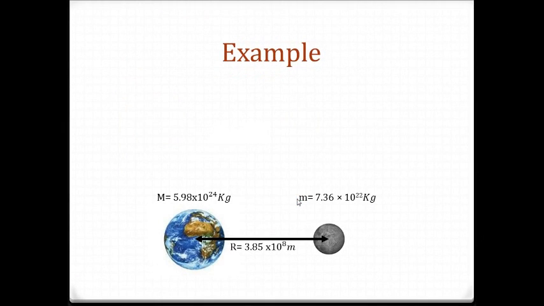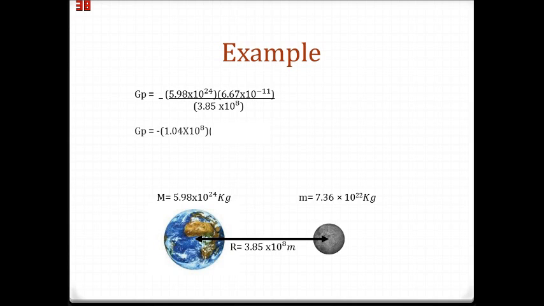So I thought I'd best explain this with an example. Back to the Earth and Moon example. So simply plug in the values. So we want to find the potential of the Moon in its orbit around the Earth. So we simply place in the mass of the Earth multiplied by the universal gravitational constant over the radius of the Moon's orbit, and we then end up with this value.